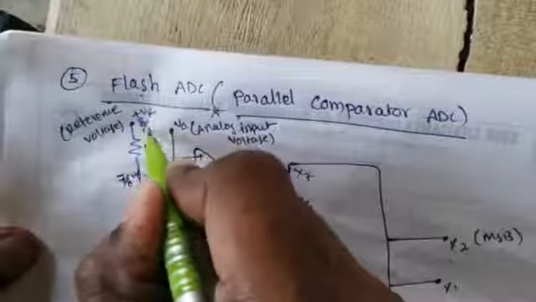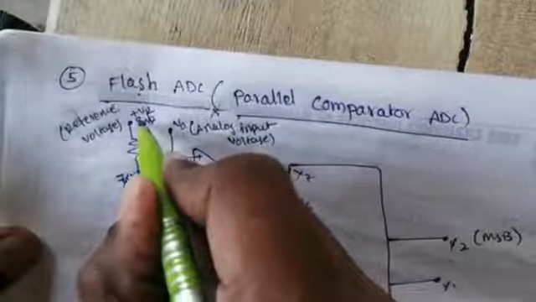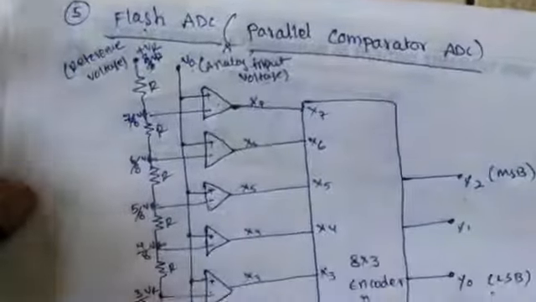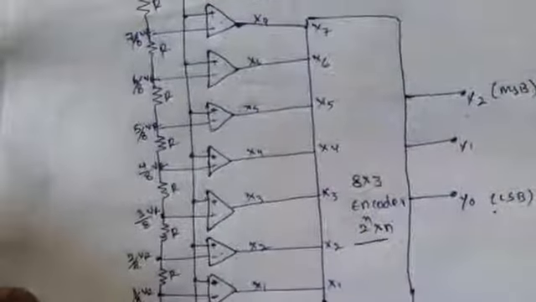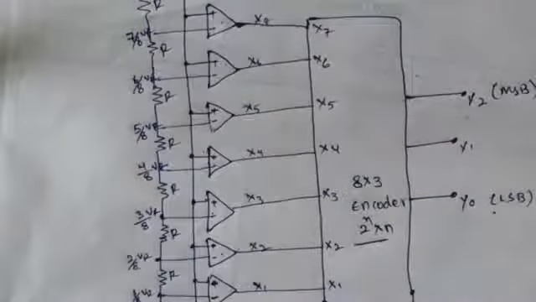Here 8 by 8 VR. 8 by 8 means the 8s cancel, and only the reference voltage VR is applied. So this is the reference voltage.